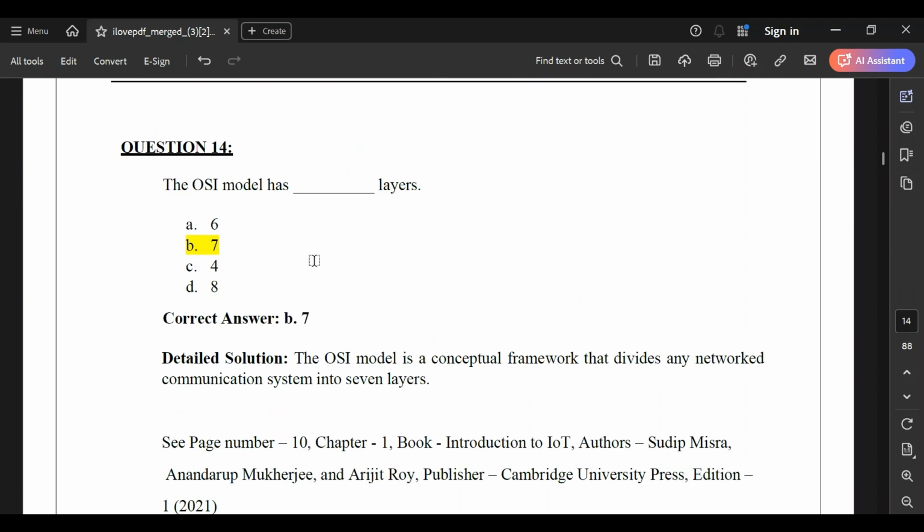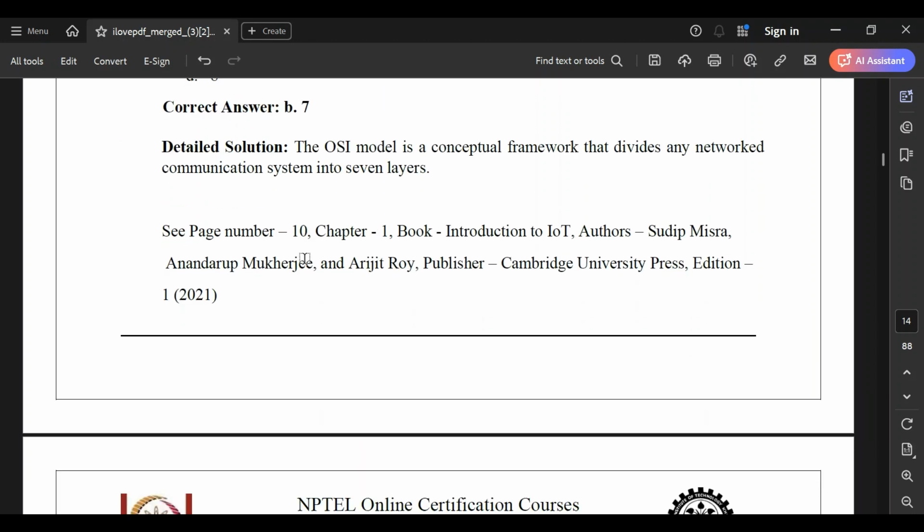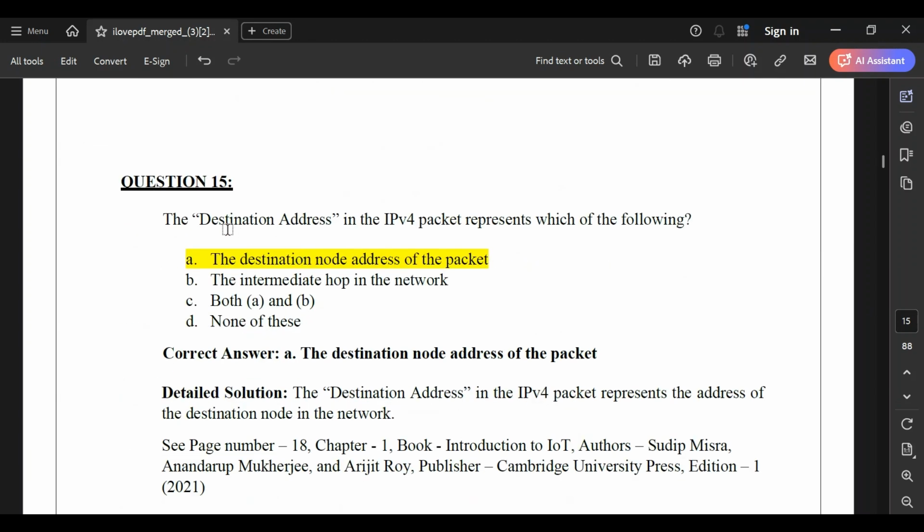These are the options. The OSI model has 7 layers. You should know it because this question has been asked. The OSI model has how many layers? So seven. This can be asked. Does the OSI model have 5 layers? Then in true false it can be asked. Moving to the next question, the destination address in an IPv4 packet represents which of the following? So destination address, node address of the packet, it is denoted by the IPv4 packets.